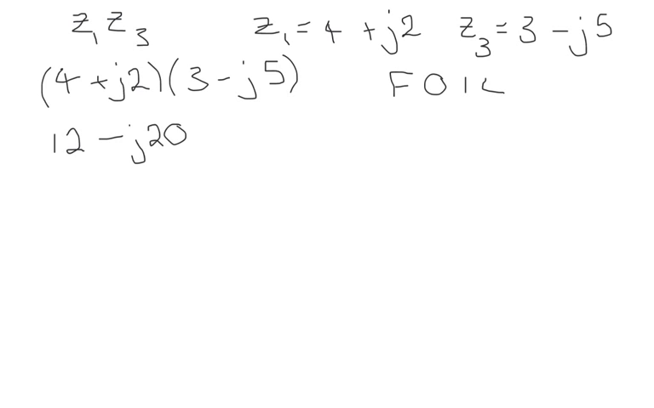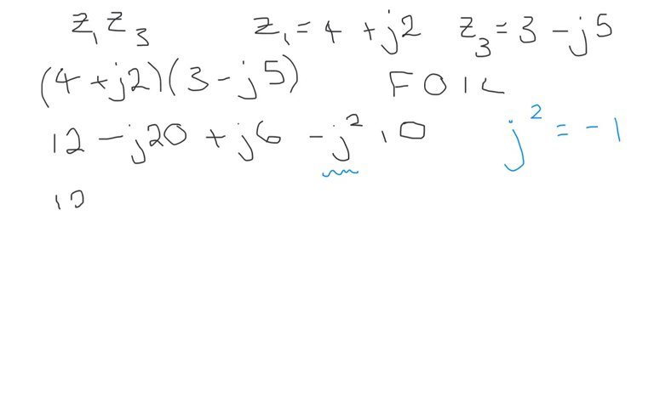The inners will be plus j, and 2 3s is 6. Then the lasts is negative overall. J times j is j squared, and 2 times 5 is 10. Now it's a good idea to write down j squared in this step, and then in the following step you use the simplification j squared equals -1. Don't try and do all of this in one step.